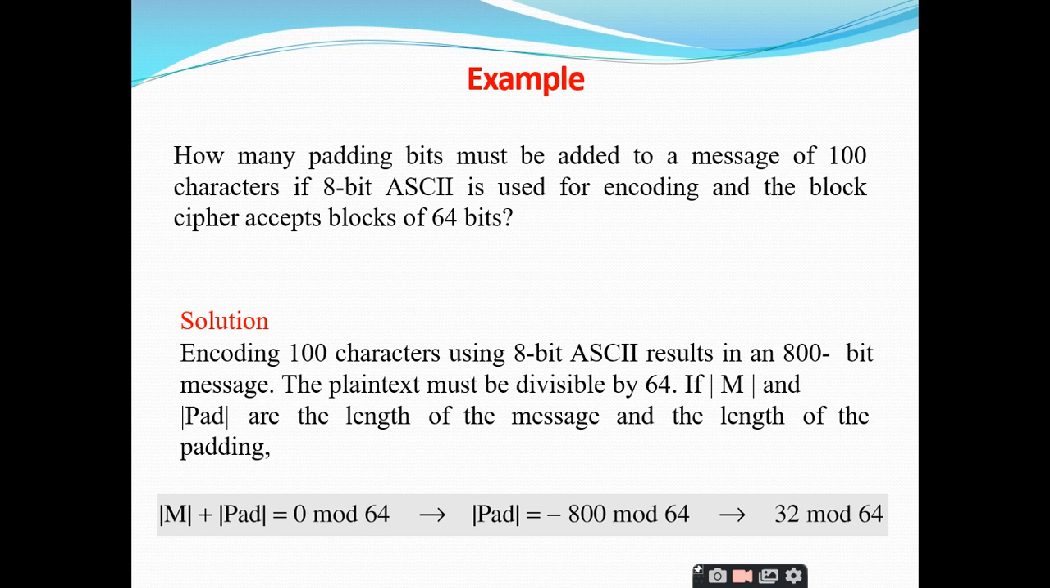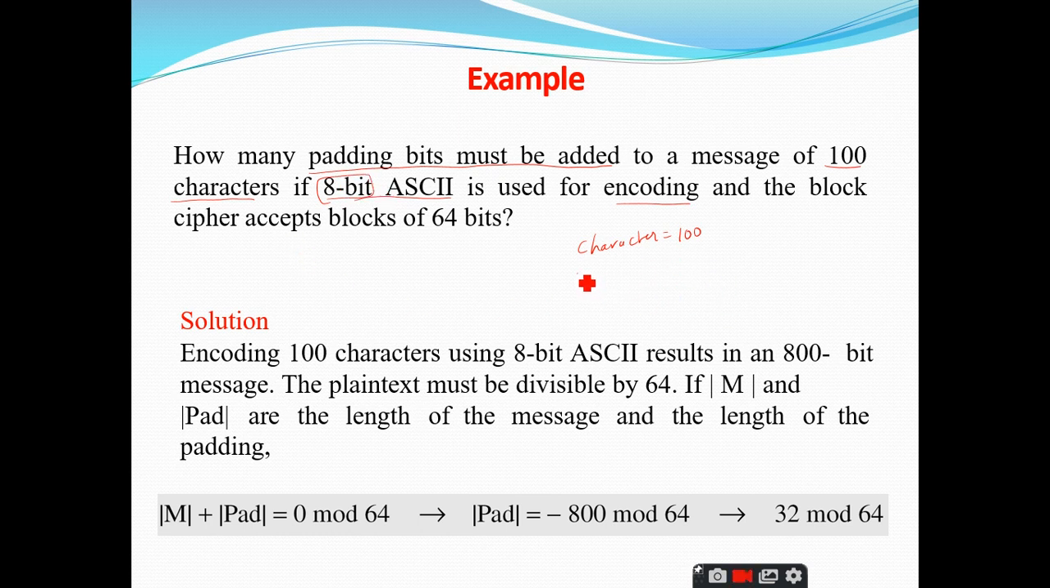Now tell me, this is an example we have. How many padding bits must be added to a message of 100 characters if 8-bit ASCII is used for encoding? Listen carefully. How many characters does the sender want to send? 100 characters, sir. Each character is encoded as an 8-bit ASCII character, right?